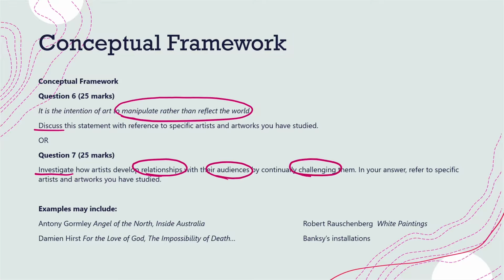Possible examples include Antony Gormley, whose sculptures change the landscape, Rauschenberg and Banksy, whose intentions are to manipulate the art world, the gallery space, and political opinion, and Damien Hirst, whose works are extremely challenging to audiences.